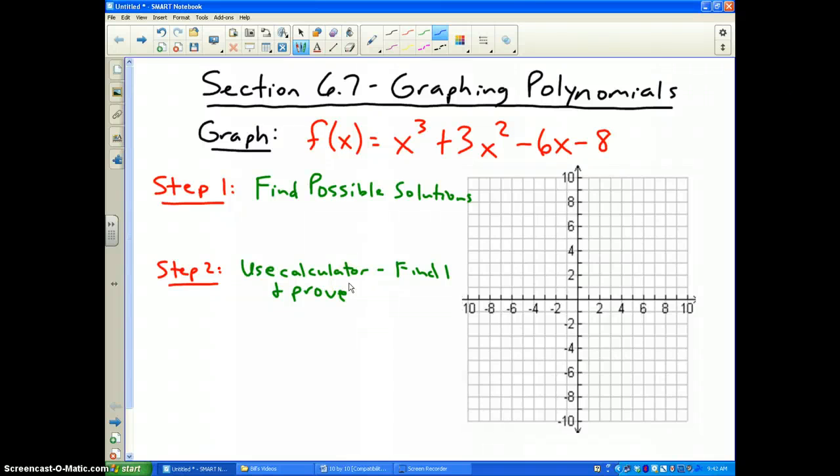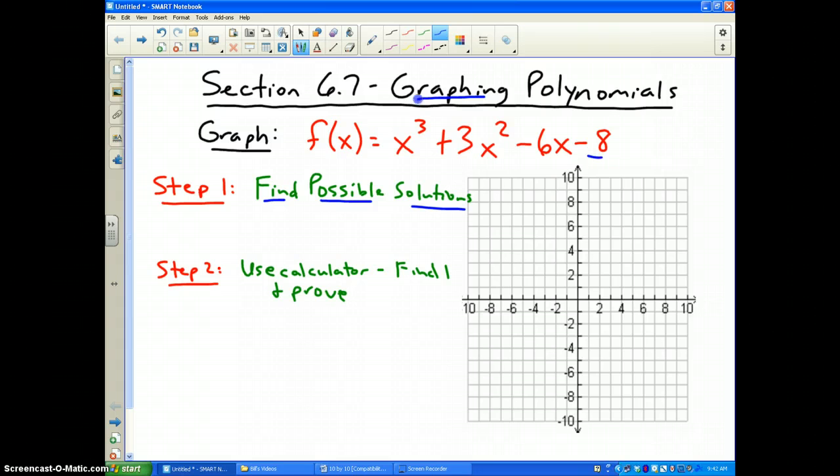All right, the last part of section 6.7, and the main purpose of this particular section is to graph polynomials. I'm going to do one example for you that will illustrate the steps. Please write the steps down in this example and follow these steps for any polynomial that you need to graph by hand. Step one, first of all, find all possible solutions.